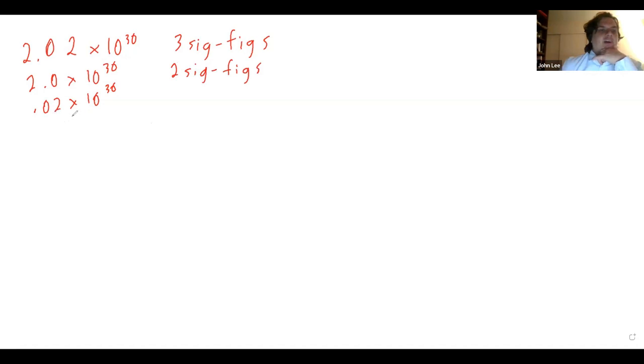And then in this one, the 0 is just a placeholder. It doesn't tell you anything except for how far out your decimal place is from the value. So this has one significant figure.